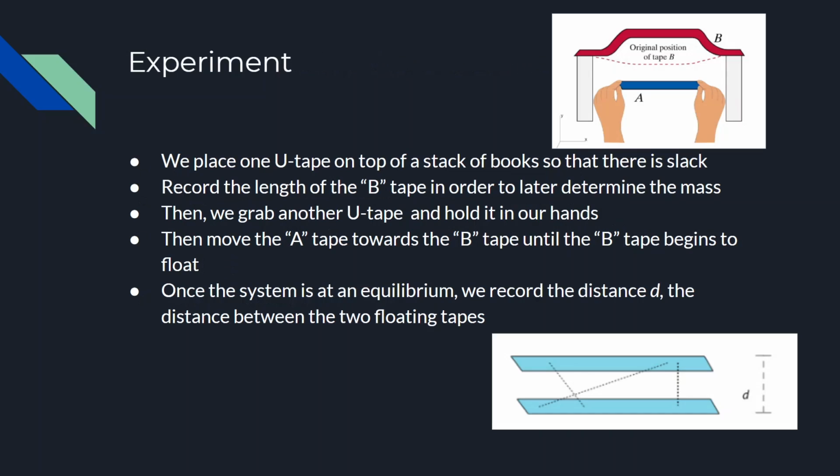Now for the experiment. We place one U-tape on top of a stack of books so that there is slack and there is space underneath. Then we record the length of the B tape in order to later determine the mass. Then we grab another U-tape and hold it in our hands. This becomes our A tape as seen in the figure. Then we move the A tape towards the B tape until the B tape begins to float. Once the system is at equilibrium, we record the distance d, the distance between the two floating tapes.